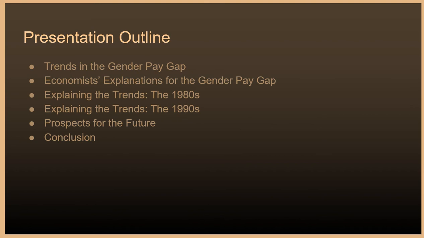We would like to begin by giving you a brief overview of what we will cover in today's presentation. First, we will look at the trends in the gender pay gap, which can be observed over the past 50 years or so. Next, we will cover the reasons that most economists believe best explain the existence of the gender pay gap. After this, we'll dive a little deeper into why certain trends occurred during both the 1980s and 1990s. And finally, we'll finish our presentation with a few possible outcomes for the future.